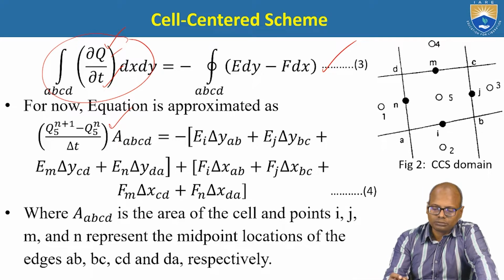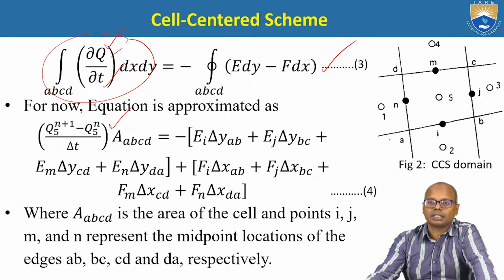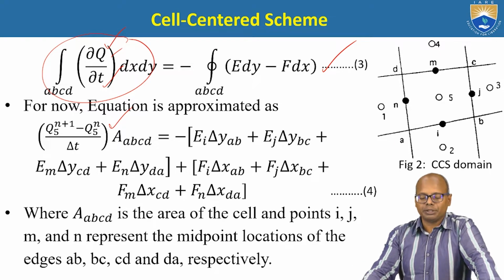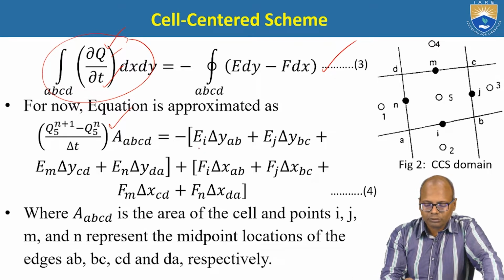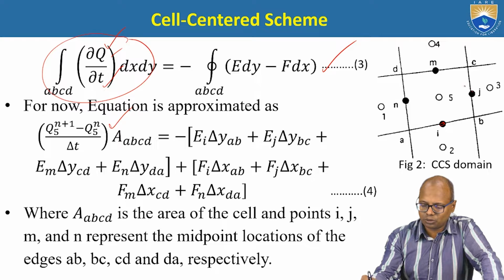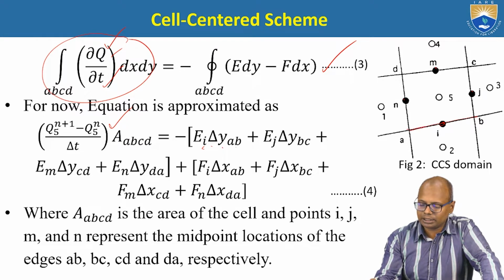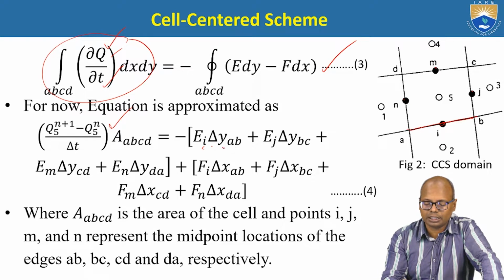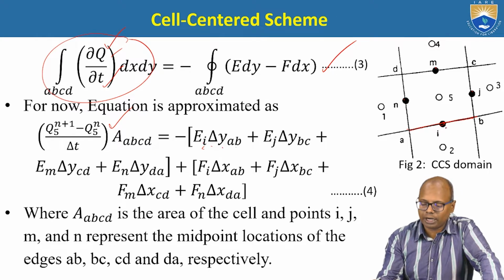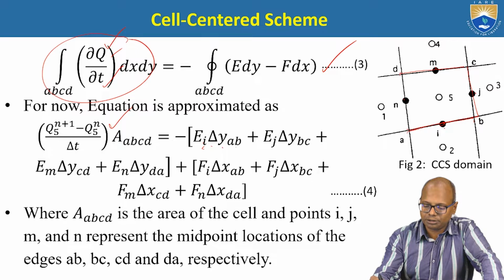Now what I have is E dy minus F dx. This should be applied on the entire ABCD, so we have to apply this equation over ABCD. How to do that? There are 4 nodes, I, J, M, N. So E of I into delta y AB, which is the length of the element edge AB. Next E of J into this length, next E of M into this length, and E of N into this length.